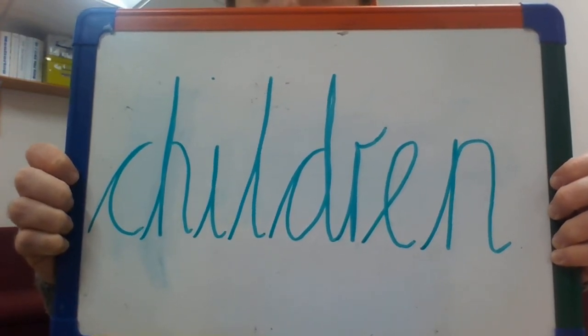C-H-I-L-D-R-E-N. Okay, I'm going to take it away now, and I would like you to have a go at writing the word children for me. Off you go. How did you get on with that one? Did you manage to write it? If you managed to write the word children, pop a little tick in the writing box in your grid. Okay, the next word is coming right up.